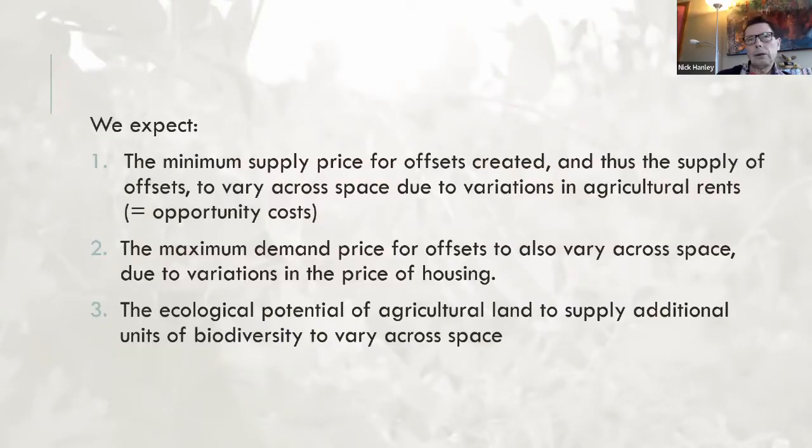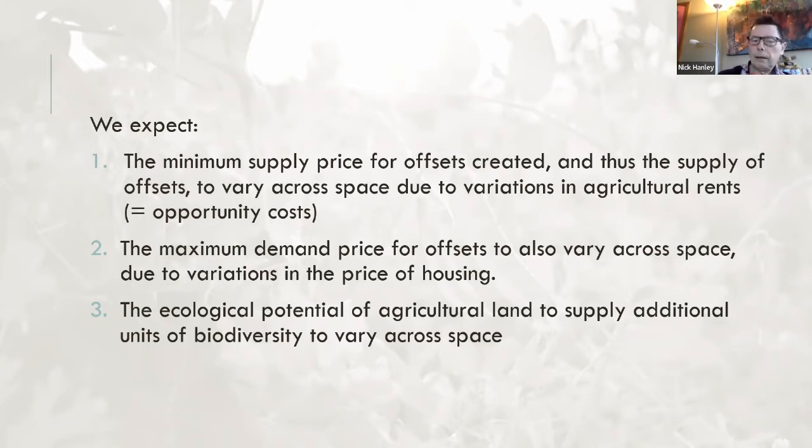So because of that, each farmer, each grid square, is going to demand a variable return to switch from farming to supplying an offset. So if I'm operating on land with very high agricultural rents, I'm going to need to be offered a much higher offset price to decide to switch my land from agriculture to conservation. We also expect the maximum demand price for offsets to vary across space, and that's simply because house prices vary across space, as is true everywhere.